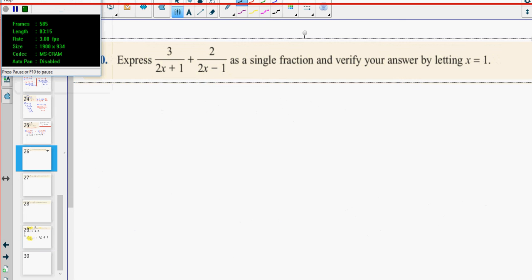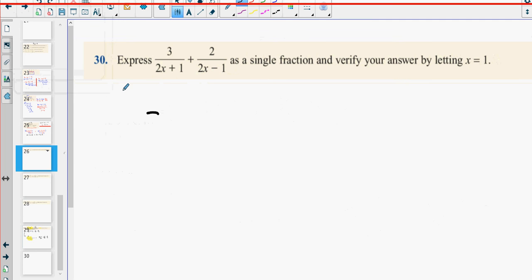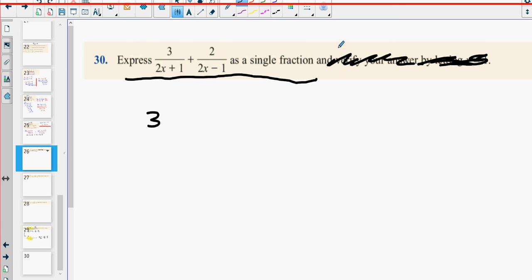Question 30. That's question 30. Express it as a single fraction and forget about the second part. So is that all right with you? I'm not even thinking about the x equals 1 right now. I'm just thinking about the first part of the question. Now the first part of the question requires me to give them a common denominator. Does anybody know the common denominator?